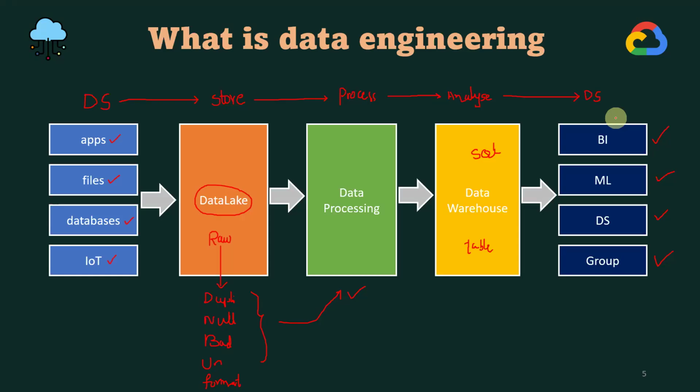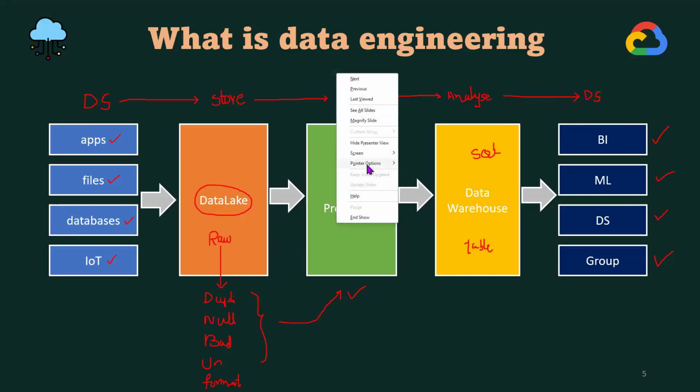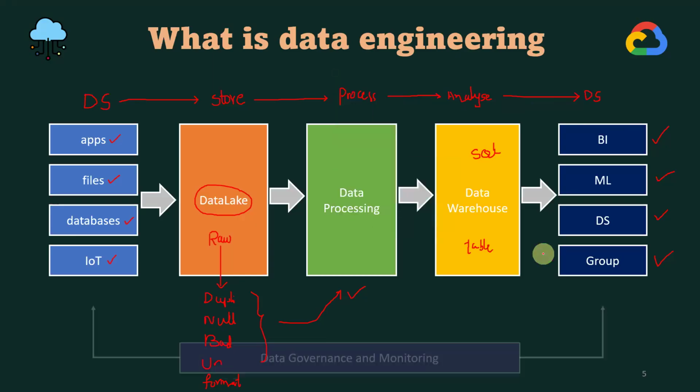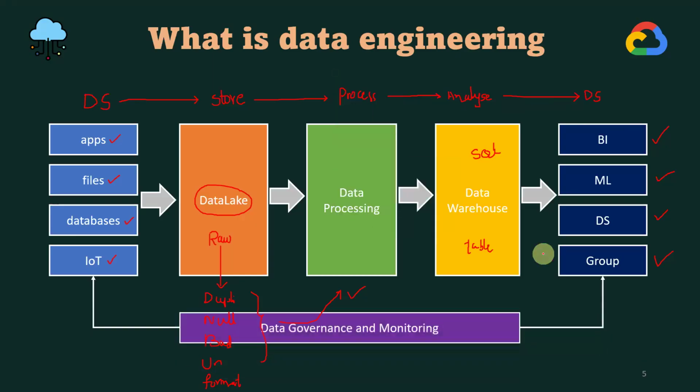Okay, and one more important aspect of data engineering is data governance and monitoring also. While the data is moving from here to here to here, you have to take care of proper access control. You have to take care of data accuracy, data completeness, and data monitoring also. Monitoring is nothing but, you don't want to manage these things manually. You want to create an end-to-end pipeline.